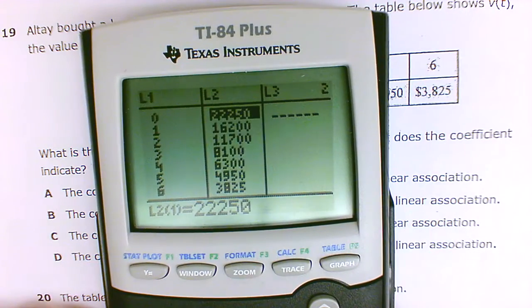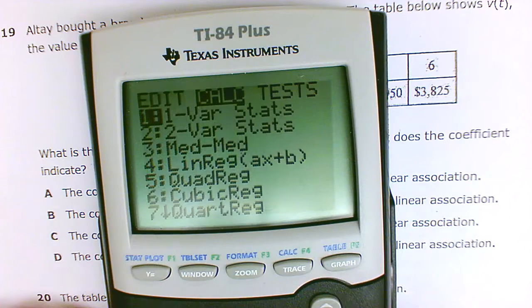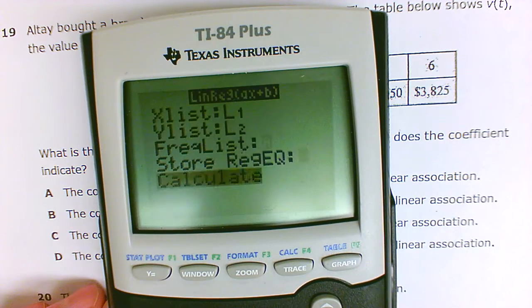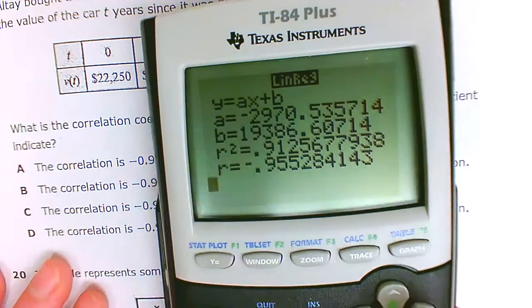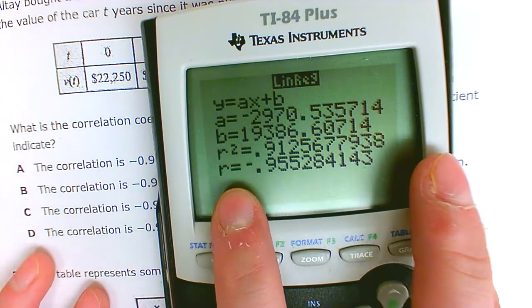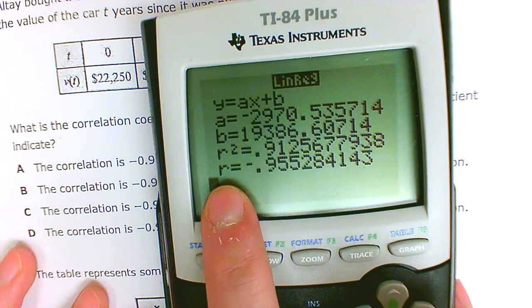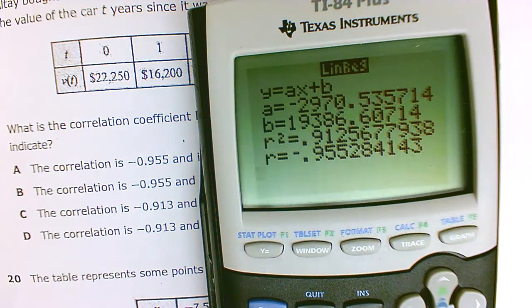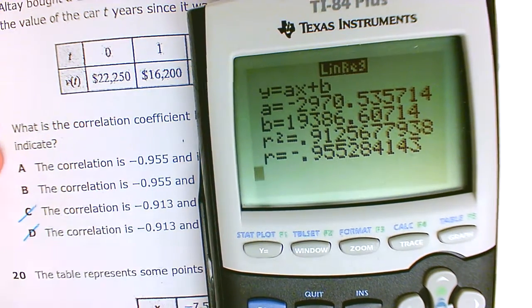I've already got them entered for this one. And go to Stat Calculate. When you're trying to find the correlation coefficient, you need to select number 4. And when I'm looking at these numbers, they give you r squared and r. Well, the only one you care about is the regular r. That one has 0.955. So right away, I can get rid of answer choices C and D.